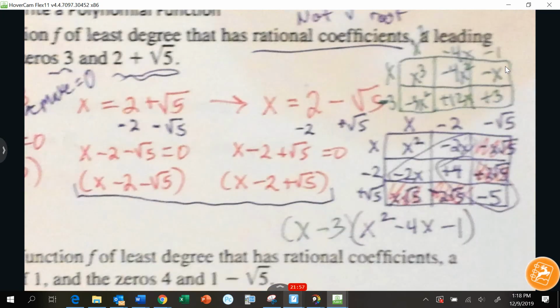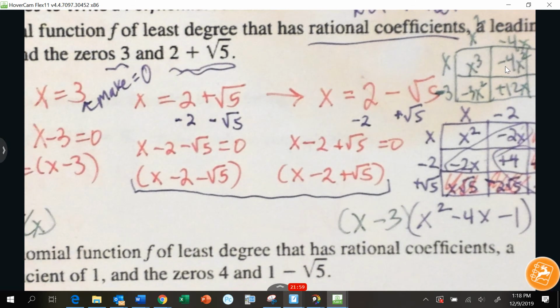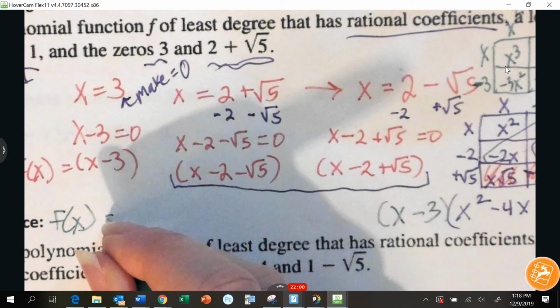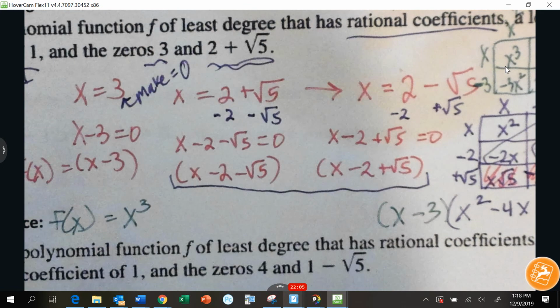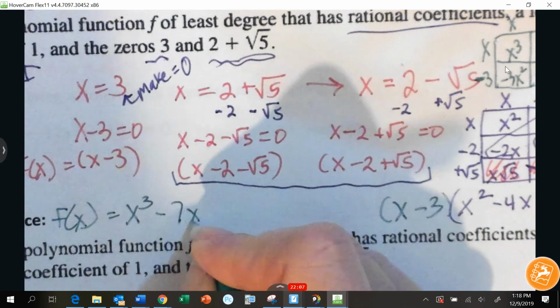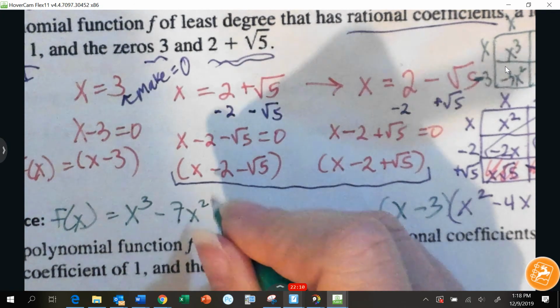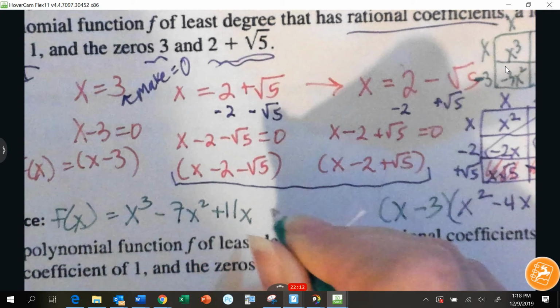So after doing the box method or FOIL method, whatever method you prefer, you should have x cubed minus 7x squared plus 11x plus 3.